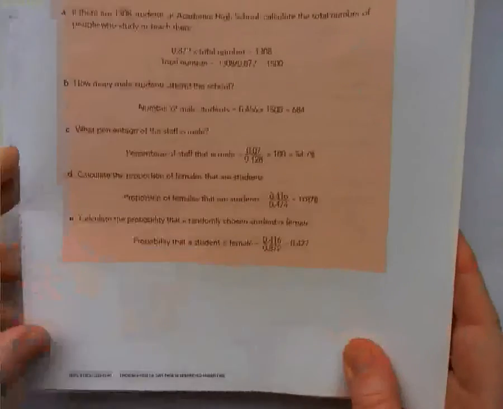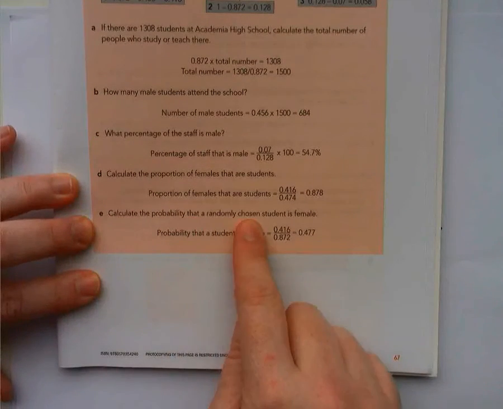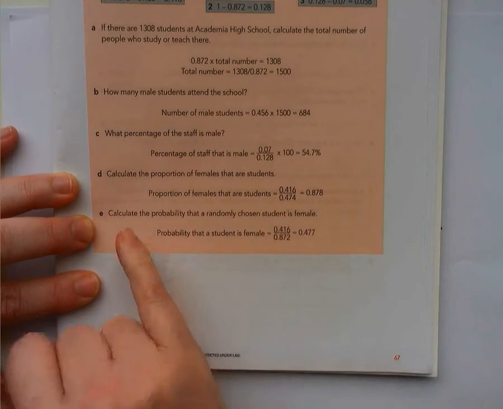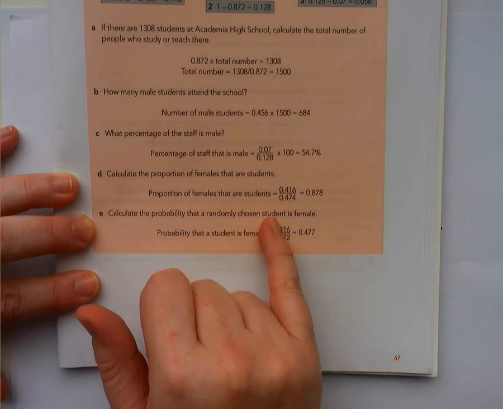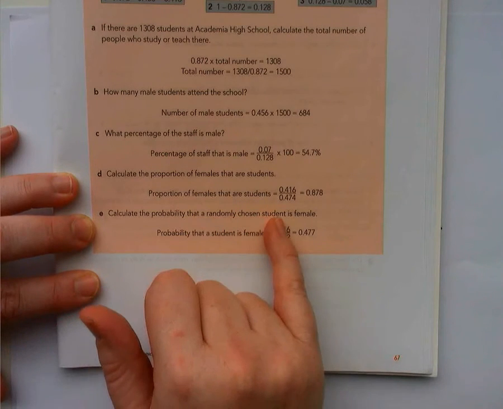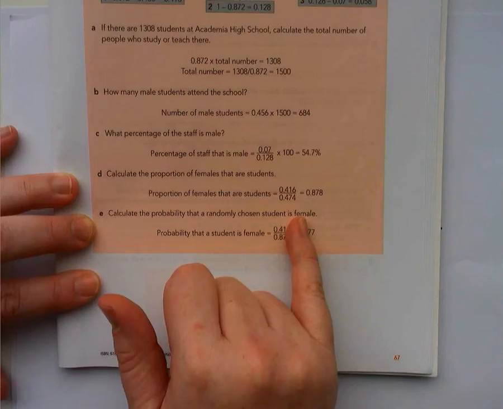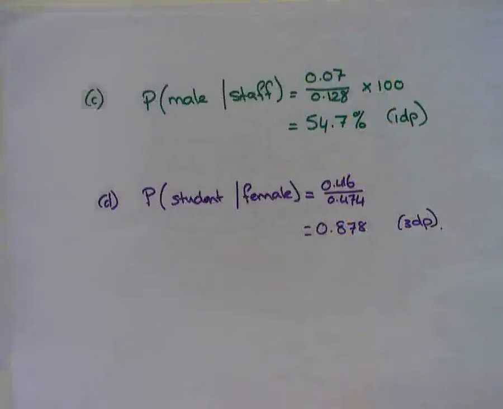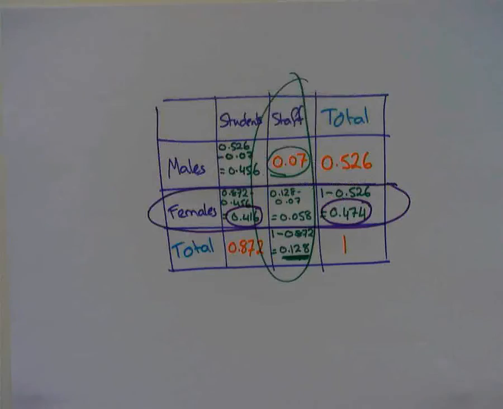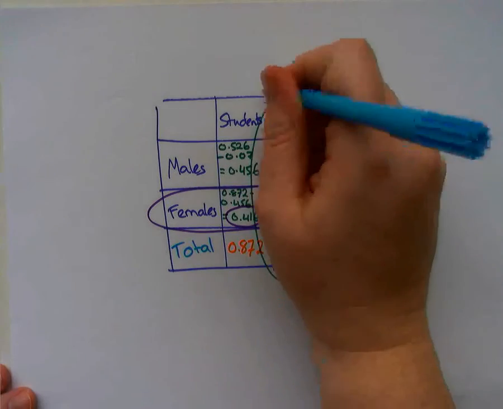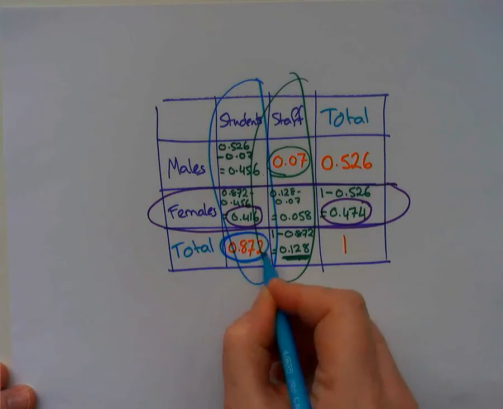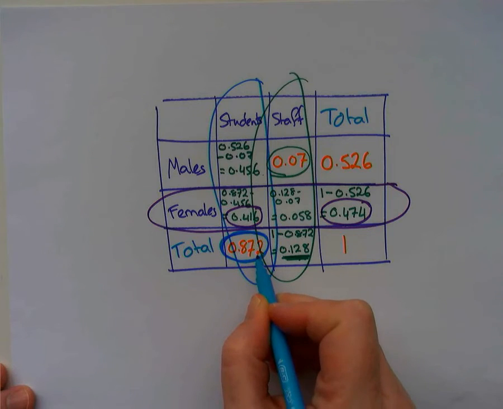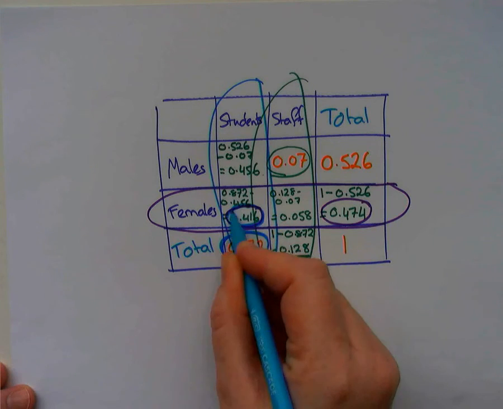Now let's have a look at the last one. Calculate the probability that a randomly chosen student is female. So it's talking about a randomly chosen student. We're only interested in looking at the students, and we want to know from all of the students what's the chance of being female. So it's another conditional probability. Students make up 87.2% of all the people at the school, and we want to know that a randomly chosen student is female. The females are 0.416.